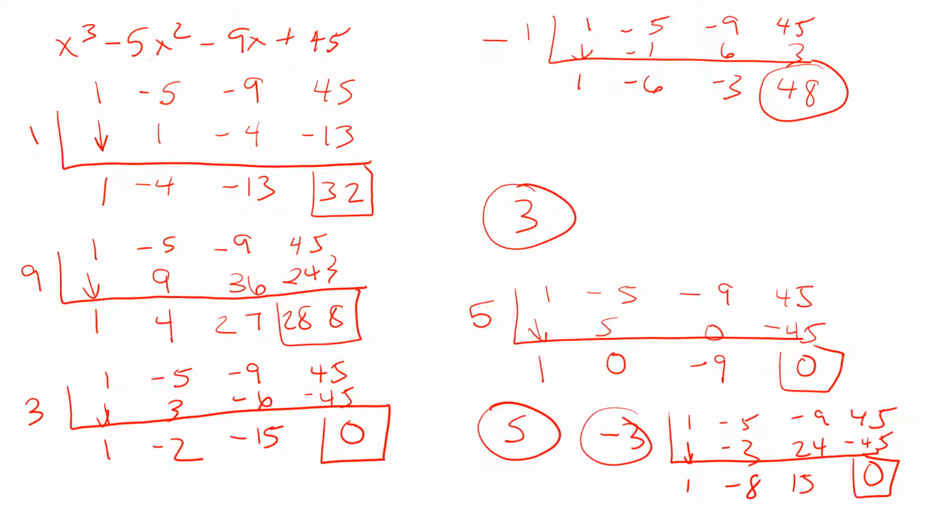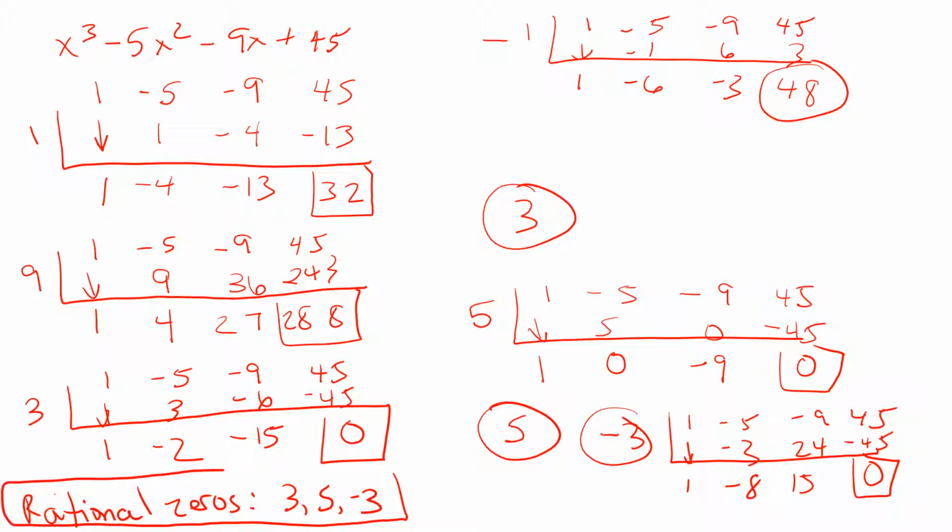So my possible, or rather my rational zeros, I shouldn't say possible anymore because these are my rational zeros, are 3, 5, and negative 3. That is where the graph should cross the x-axis.